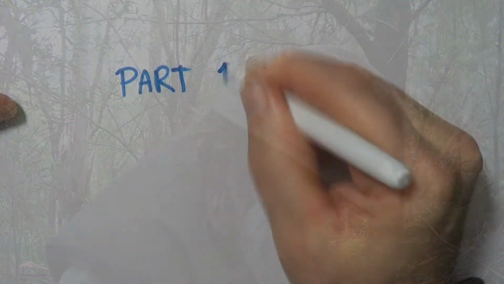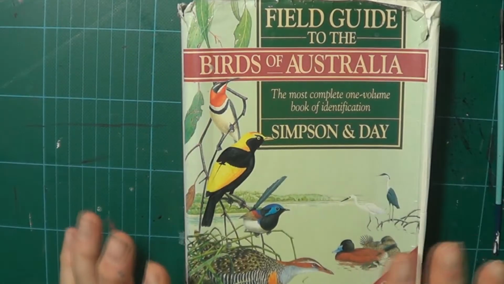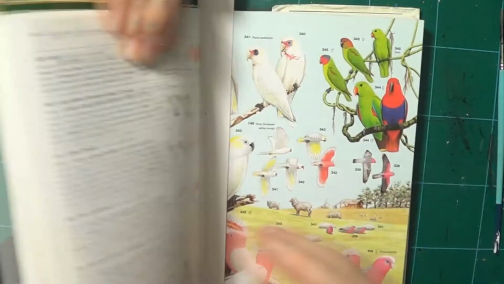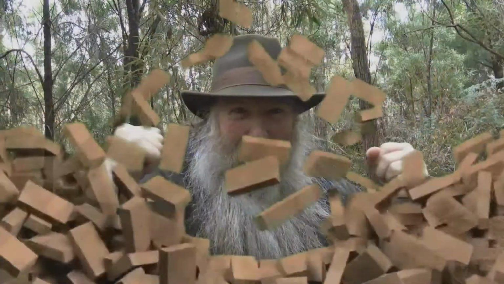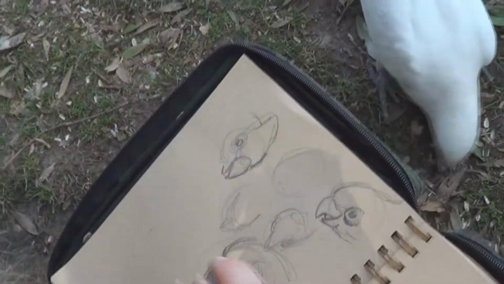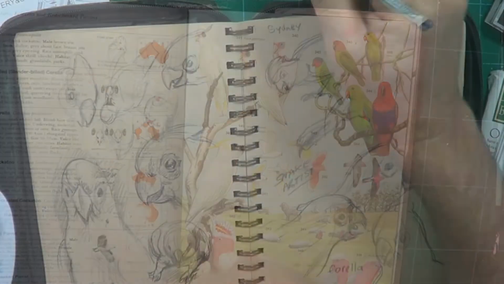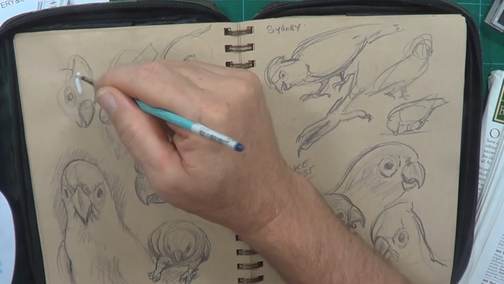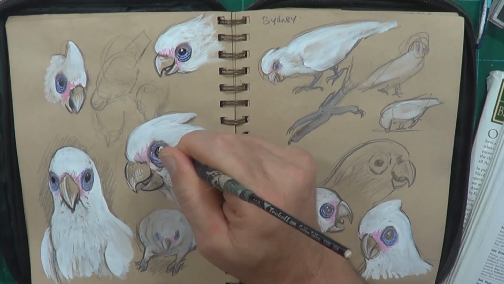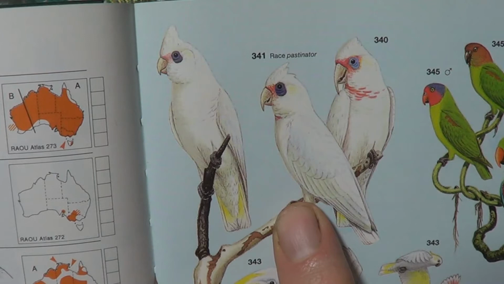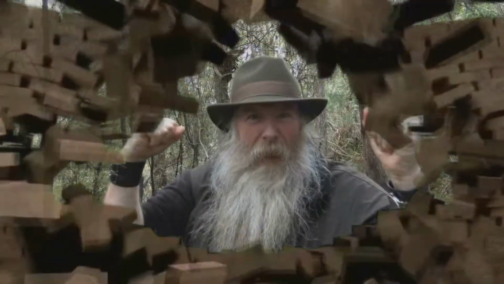Check this out. Part 1. Observation. So let's say I've got this book here and I'm looking through and I think this is really handy information, and yeah, I could copy those, but I'd be breaking copyright. So if I was to go out into the wild and actually sketch these guys in real life, so what I'm doing here is I'm referencing the book, but I'm not copying from the book. I may be referencing the colour, but I'm not really even stealing the colour, because the colour is pretty much just the way the bird is. I'm using it as a source of reference. I'm not copying, so I'm not breaking copyright.